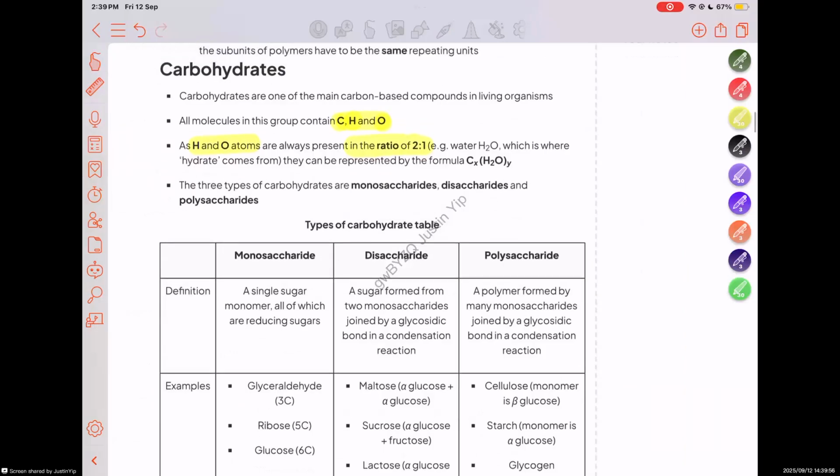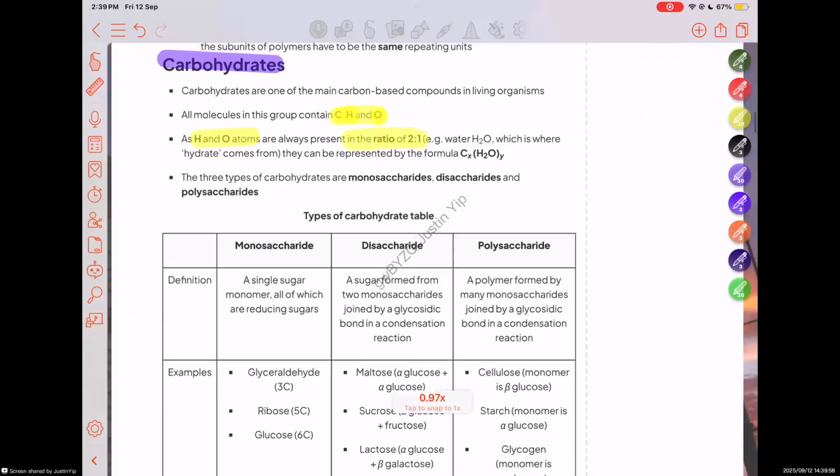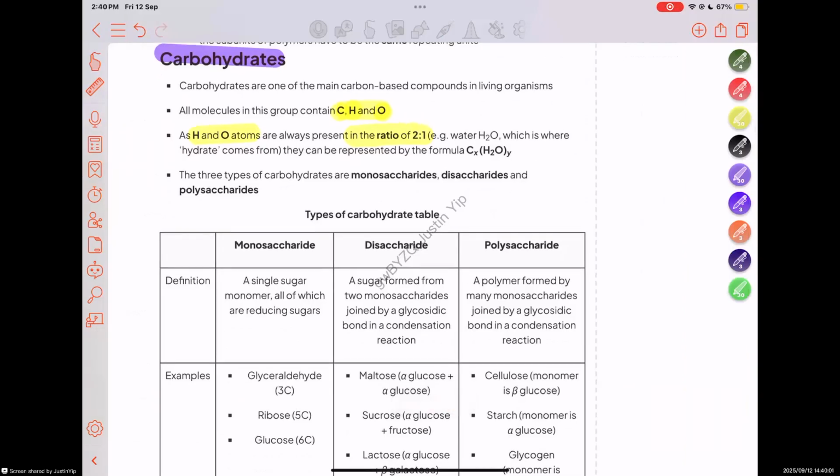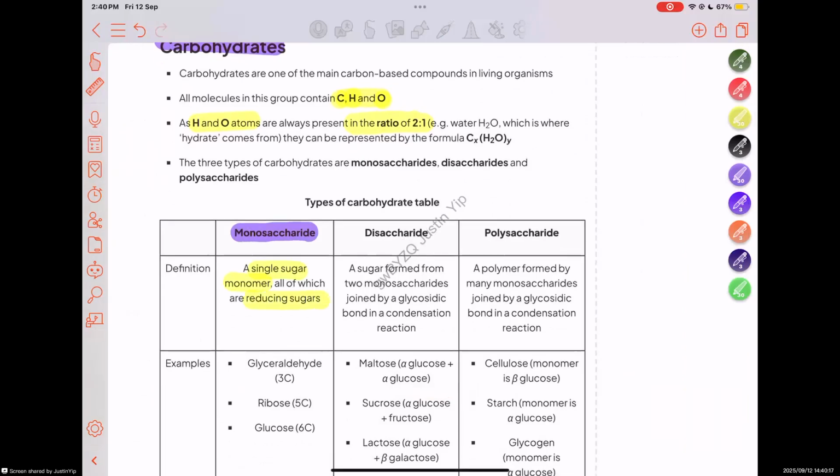So the first class we will be learning is carbohydrate. And this one, I think majority of it you learned in IGCSE, so I'll just go through first. Carbohydrate, first type, you got monosaccharide. Monosaccharide is a single sugar. Last lesson we learned before, single sugar. And normally they are reducing sugars.